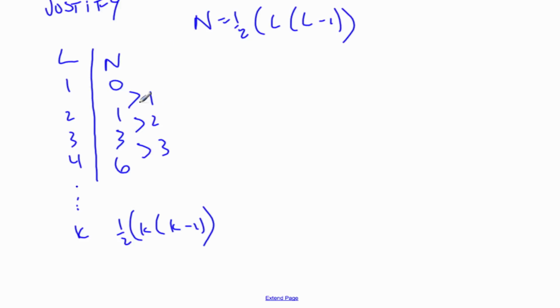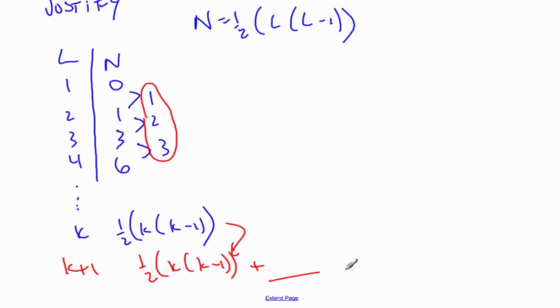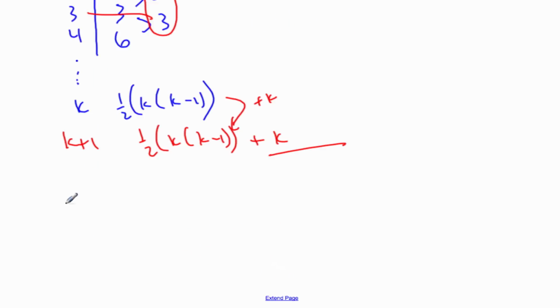What is the pattern to this? This is what I have to add to get to the next term, to be the K plus 1th term. Because I'm going to add 1/2 K times K minus 1 plus something. I need to know what I'm going to add. Well, if I look, 1, 1, 2, 2, 3, 3, I add simply whatever the L value is, which is our K. So I'm going to add K each time, so plus K.